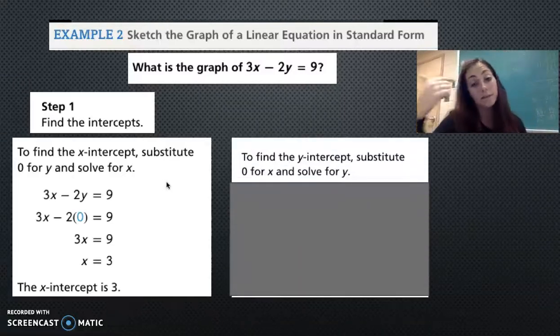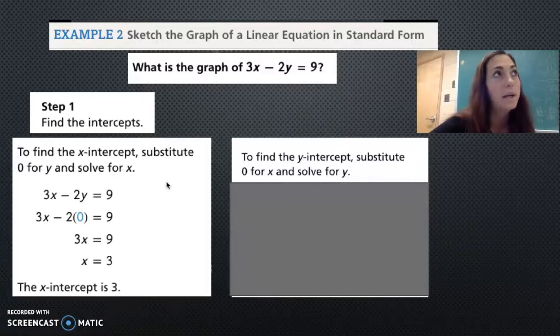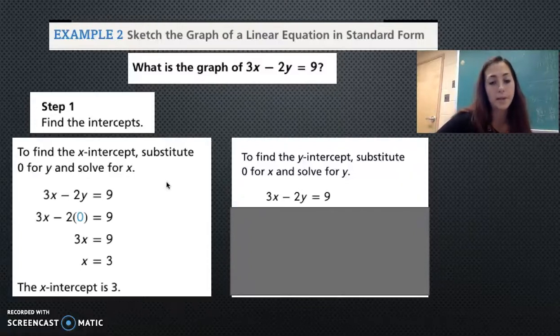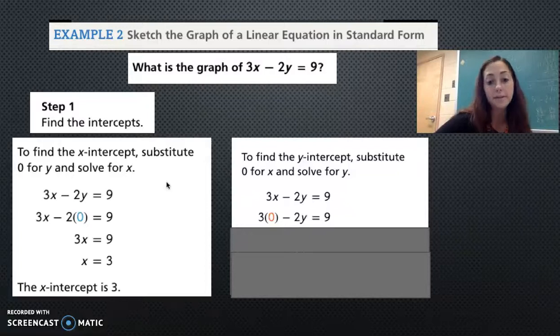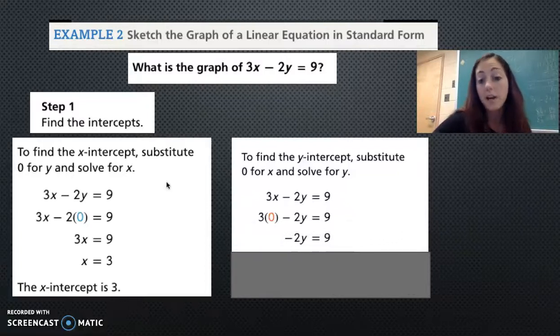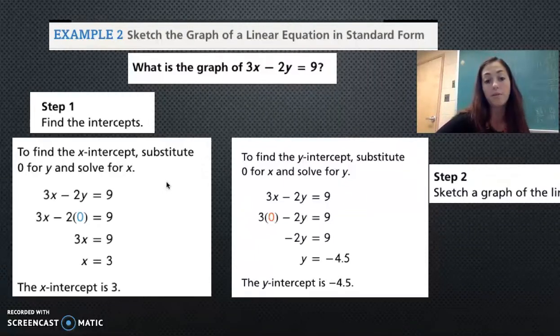Now let's find the y-intercept. Same idea, but we're going to plug in a 0 for x to solve for y. Now think about it again. Why would x be 0 on the y-intercept? Okay, all right. So here's my equation. I'm plugging in a 0 for x this time. And then I'm left with negative 2y equals 9, divided by negative 2, and y equals negative 4.5.